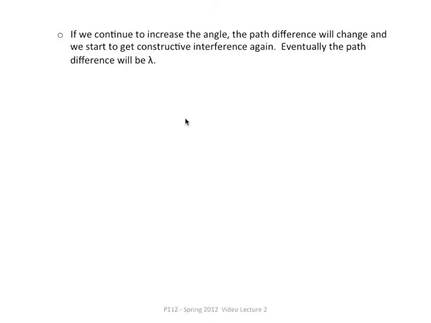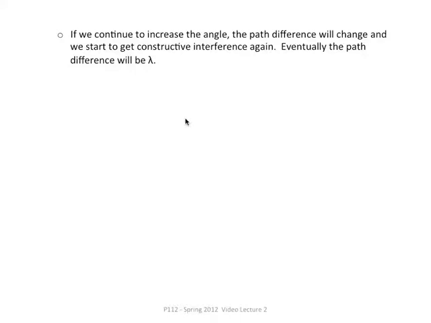But if we continue to increase the angle, the path difference will change again, and we start to get constructive interference again. And eventually the path difference will be lambda. Remember, we started off going outwards, increasing the angle until we had a path difference of lambda over 2, where we got destructive interference. When we go past that particular angle, then we start getting constructive interference again. So we'll see another bright fringe showing up on the screen.